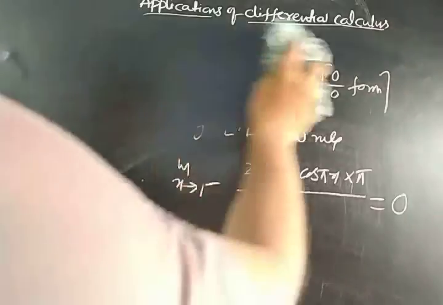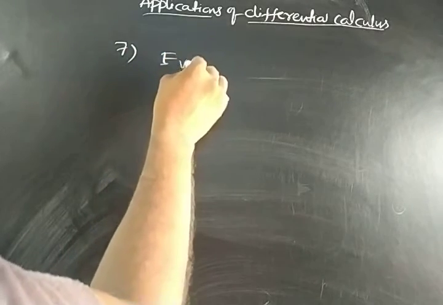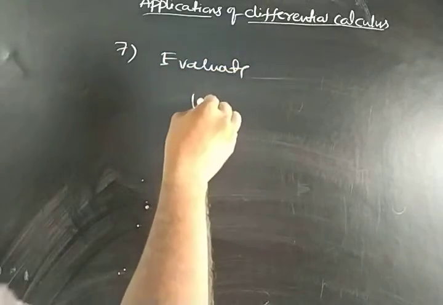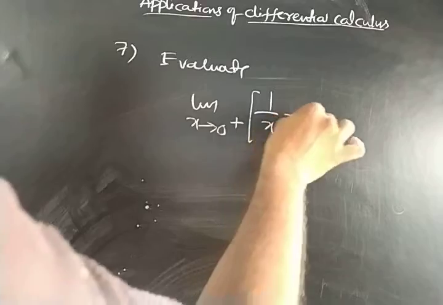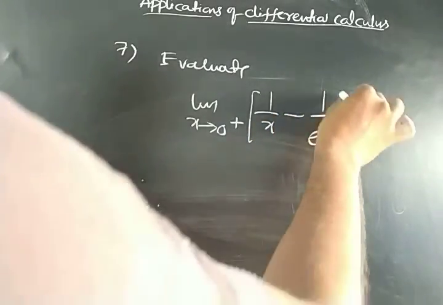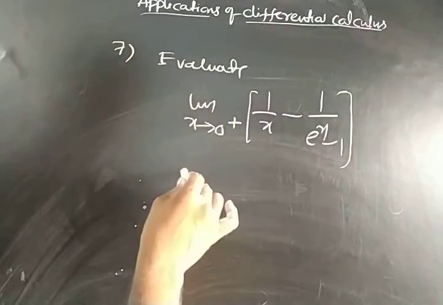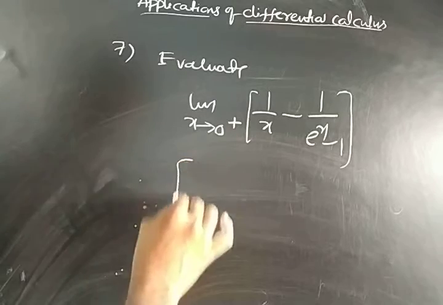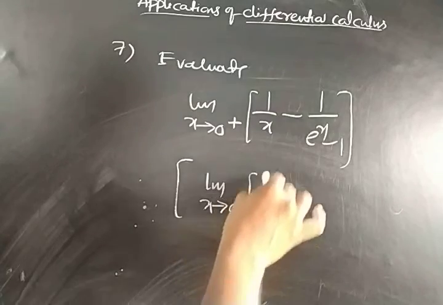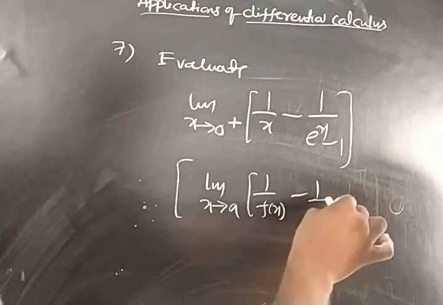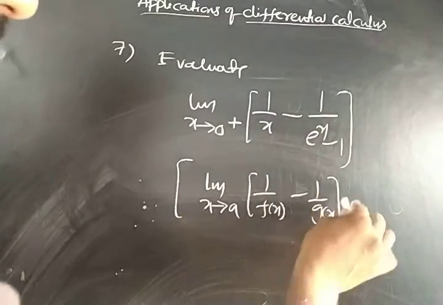Now the 7th example problem. Example 7. Evaluate limit x tends to 0 plus 1 by x minus 1 by e power x minus 1. See here, suppose you have limit x tends to some a, 1 by f of x minus 1 by g of x, in this form, remember it.